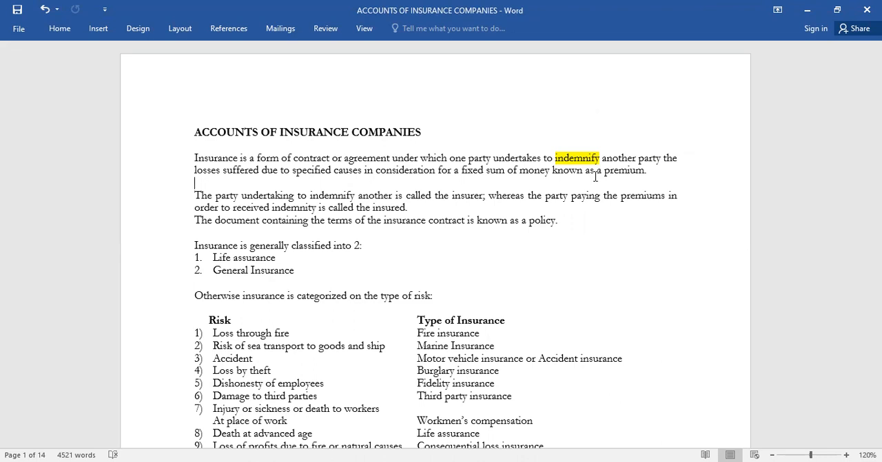And these losses will be of various forms. Once they suffer the losses, the insurer, or the party that is indemnifying the other party, will compensate the insured for the loss. Now there is some money that the insured, the party being insured, will be paying. And this is what we call the premium.